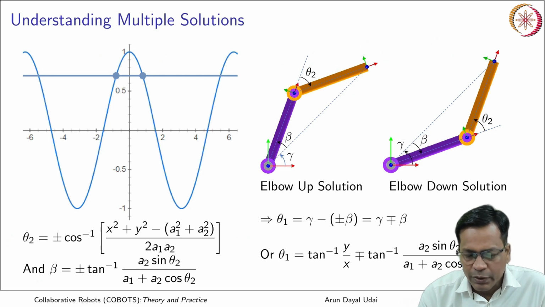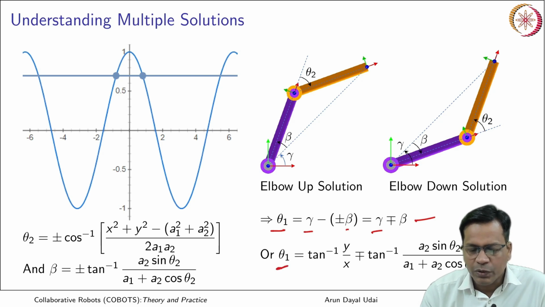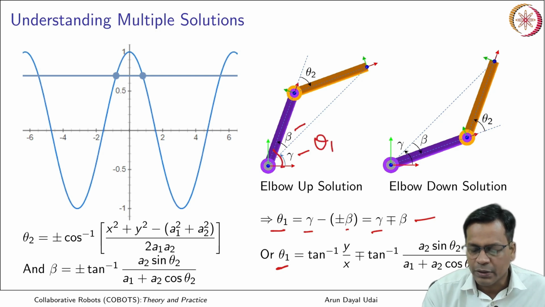Okay, so now what do these two solutions mean? You see, first of all, theta 1 is equal to gamma minus plus and minus beta. So gamma plus or minus beta becomes gamma minus plus beta, and theta 1 is equal to this. So you see, one of them is actually gamma plus beta. Okay, so that is your theta 1. In the second case, it is gamma minus beta. Okay, so that becomes equal to theta 1. So these are the two cases.